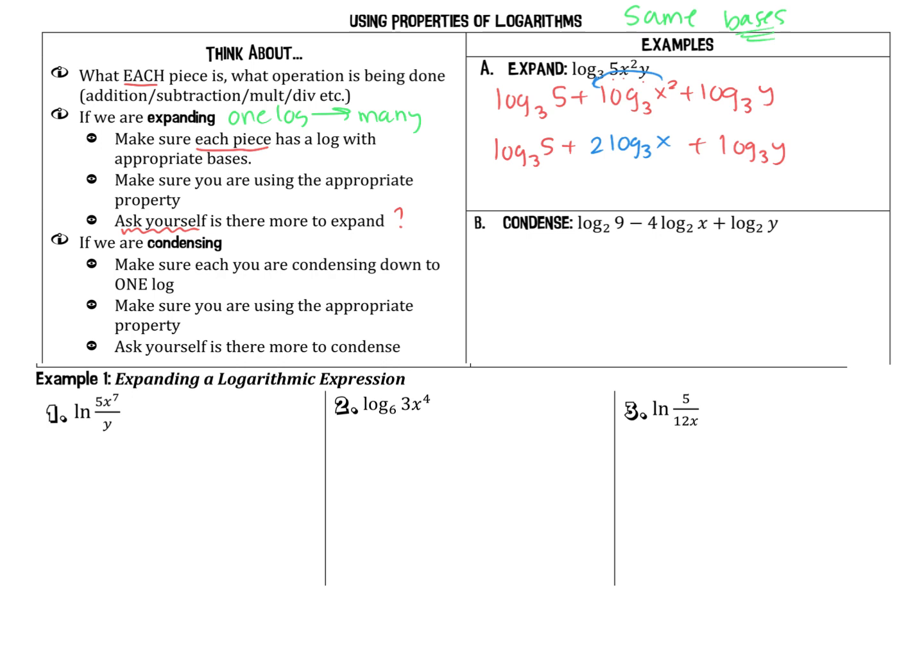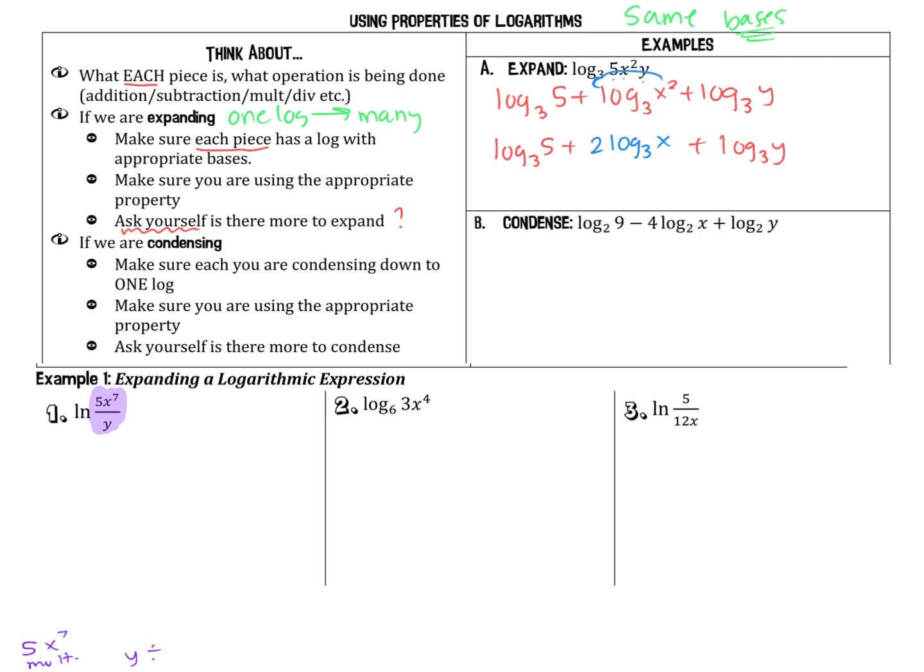So before we move on to condensing and work through example B, let's go ahead and work on 1, 2, and 3 below, all of which we are expanding. So we're taking one log and we're splitting it into multiple logs. So each time I really want you to be asking yourself what is happening between the different terms. So I'm going to go ahead and look at number 1 here, and I notice this 5x to the 7th. So I'm asking myself what operations are happening here. Well, 5 and x to the 7th are being multiplied, and y is being divided. And then I also have this exponent that I'm going to have to deal with. But let's deal with this one piece at a time.